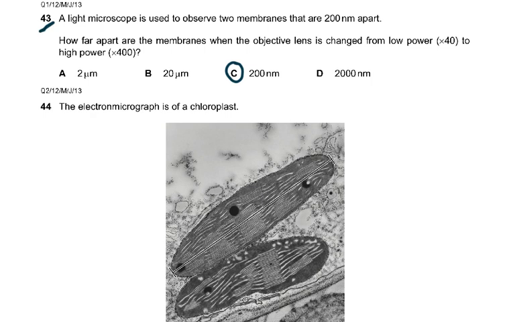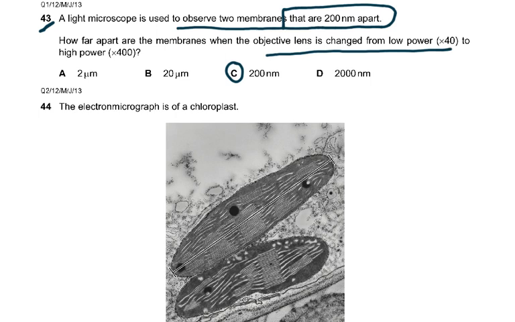Question 43. A light microscope is used to observe two membranes that are 200 nanometers apart. Again, this is a question which checks your English. How far apart are the membranes when the objective lens changes from low power X40 to high power X400? Well, if something is this difference apart, and you magnify it, originally it will remain the same distance.